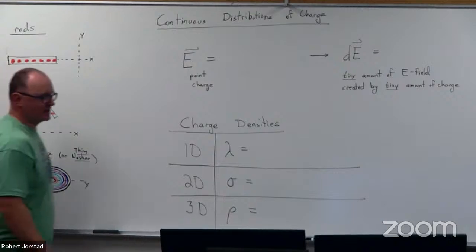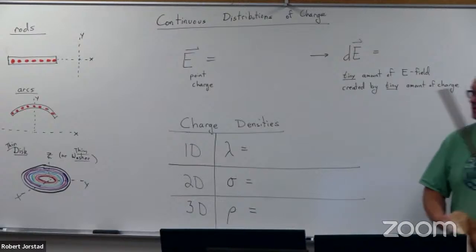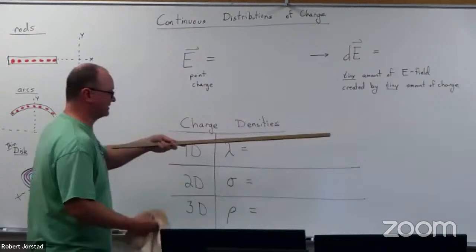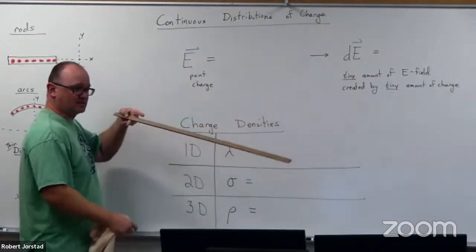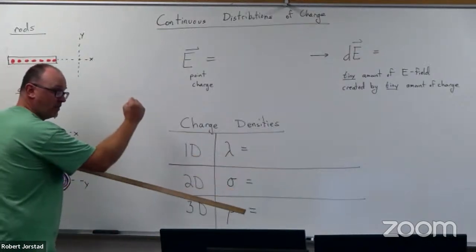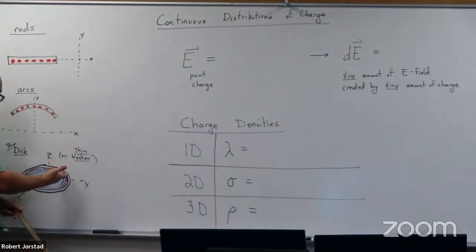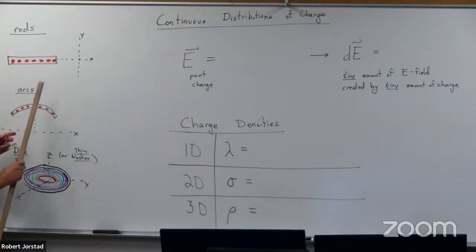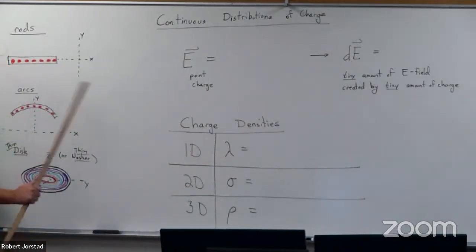So if you take, for example, a rod or a meter stick, and if I rub it with fur, I might deposit some charge all over this. So the idea is, what if the charge is not just one single point, but instead it's distributed over an entire rod or an arc or a disc? The idea is simple. We pretend it's made up of little point charges. And then we get the electric field from each little point charge, and we add them all up to get the net electric field. All right?